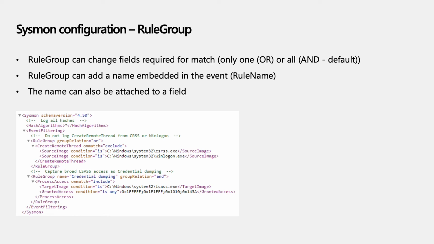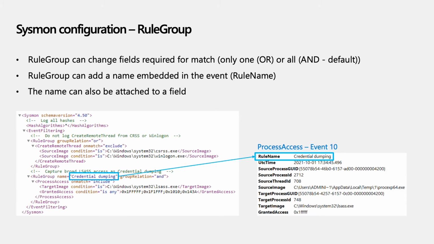The other reason rule groups are useful is that you can attach a name to it, and that name will be embedded within the event. The example I have here is for credential dumping. I set a rule group for credential dumping, and if it matches, then the event that will be generated, the process access event, will have a rule name field with credential dumping. When you collect that event, you can know that it's linked to that specific rule that was matched.